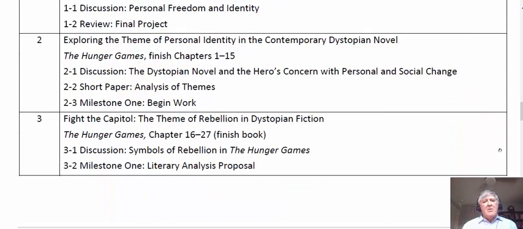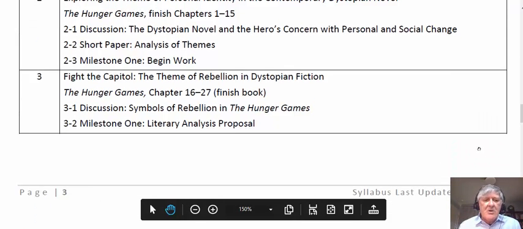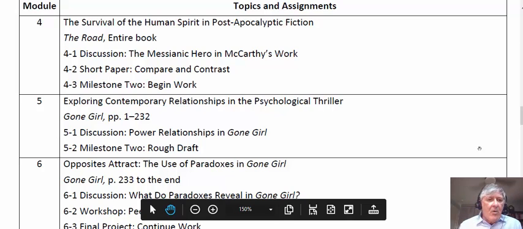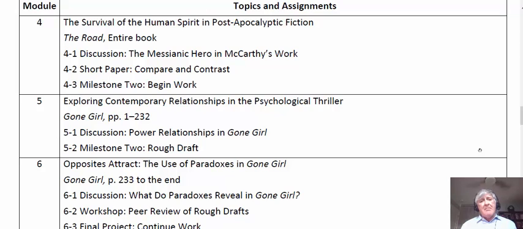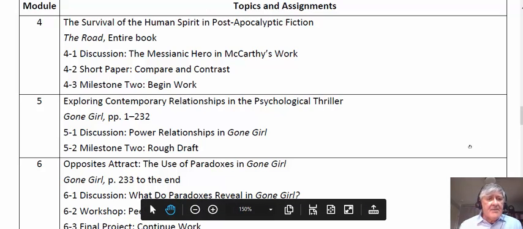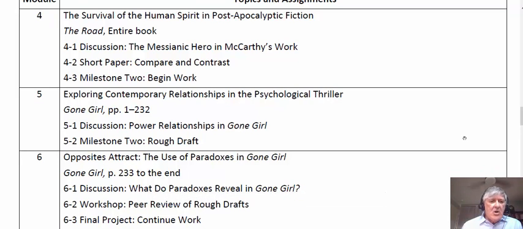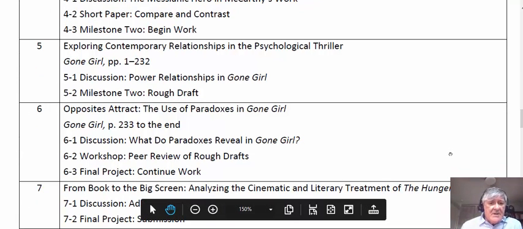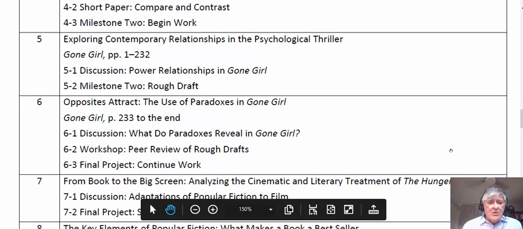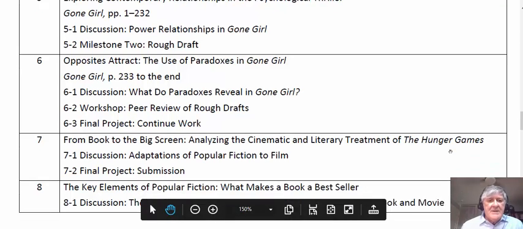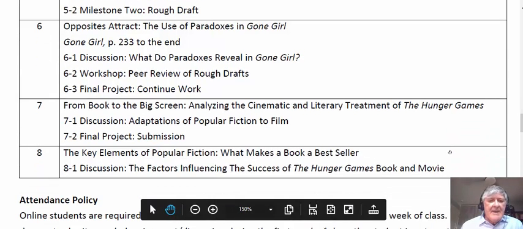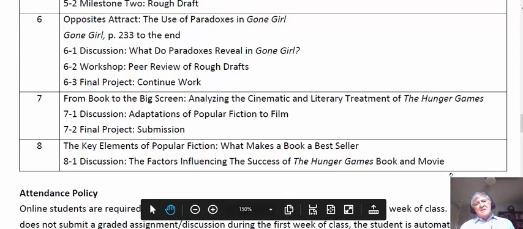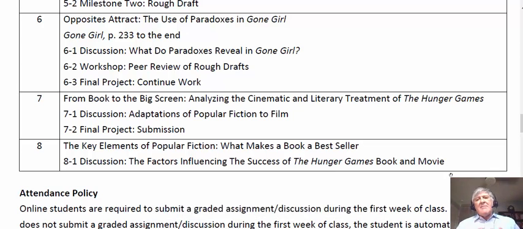In week 3, you'll compose your proposal. We'll continue our discussion of the Hunger Games. And then in week 4, another short paper of compare and contrast, and we'll begin looking at The Road. In week 5, we'll also look at Gone Girl, and then you will submit your rough draft. We'll continue with Gone Girl in week 6, and you'll post your draft for the peer review. In week 7, the final paper is due, and then in week 8, there's a final discussion, which is kind of a reflection. That covers the course pretty well.